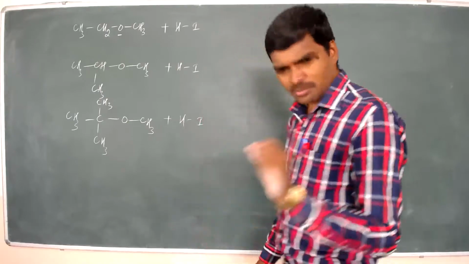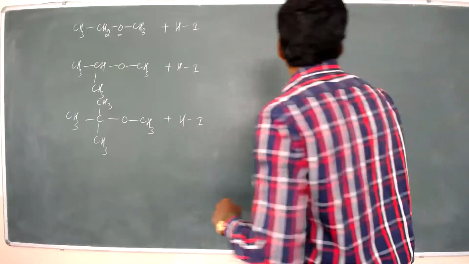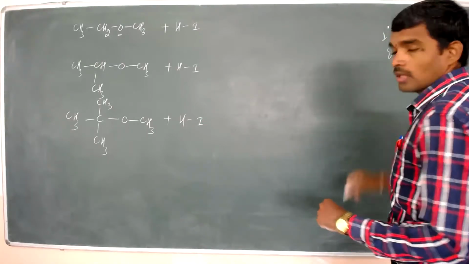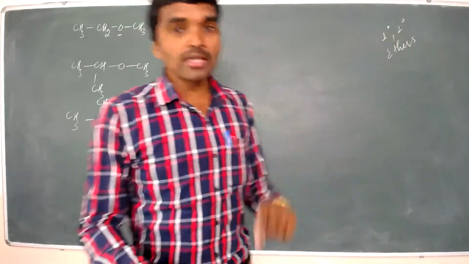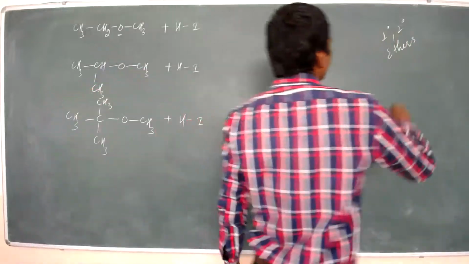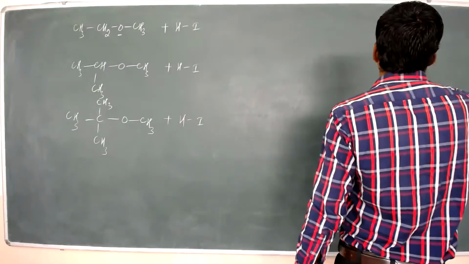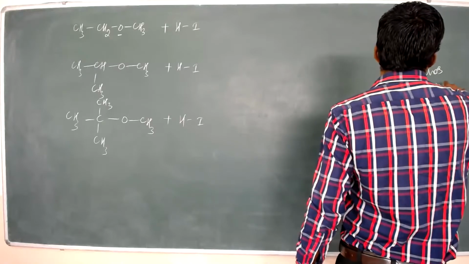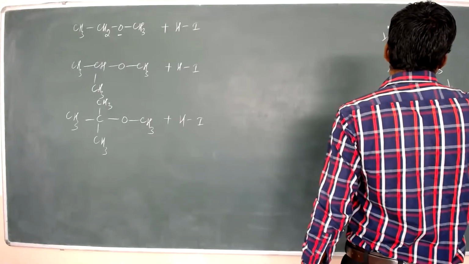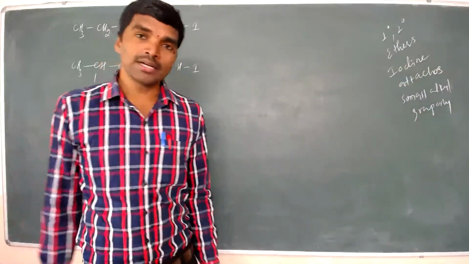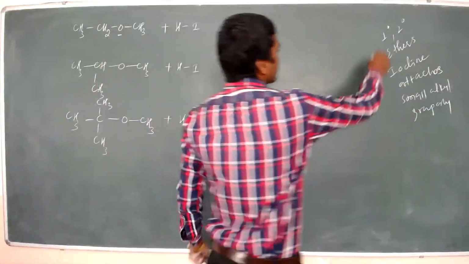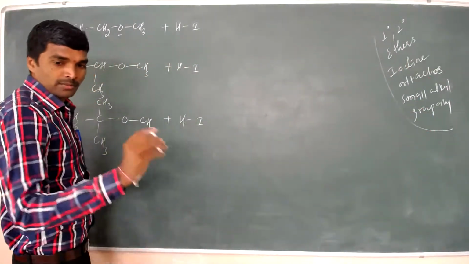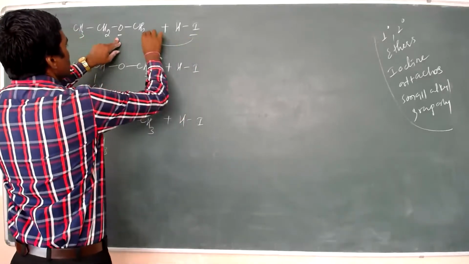Now you remember the important technique. The point is that for primary and secondary ethers, iodine attaches to the small alkyl group only. Iodine attaches to the small alkyl group only. So now there is no confusion at all. Remember this technique: the iodine is attached to the small alkyl group.